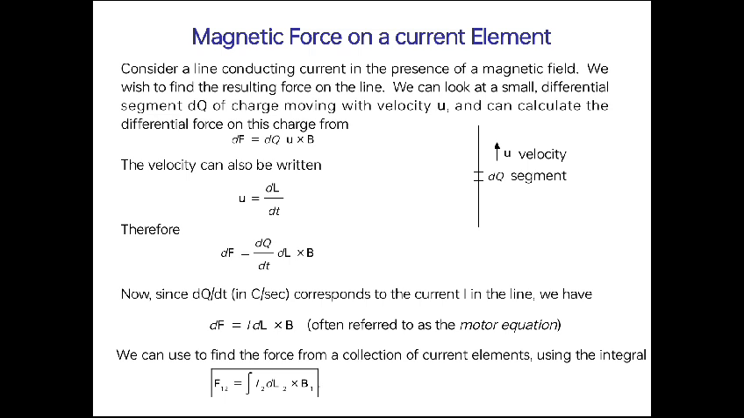The velocity can be written as u is equal to dl by dt. By substituting the velocity equation, dF is equal to dq into dl by dt cross B. Now, since dq by dt in coulomb per second corresponds to the current I in the line, we have dF is equal to I dl cross B. We can use this to find the force from a collection of current elements using an integral. So, the total force on the current element is given as F12 is equal to integral over I2 dl2 cross B1.